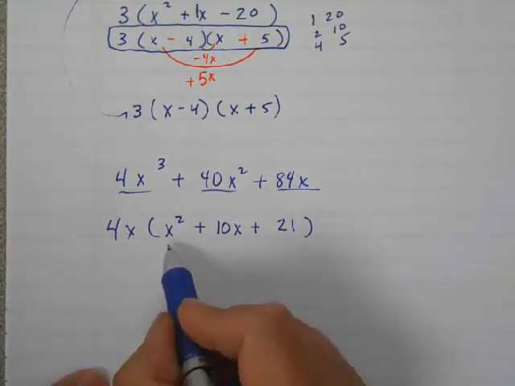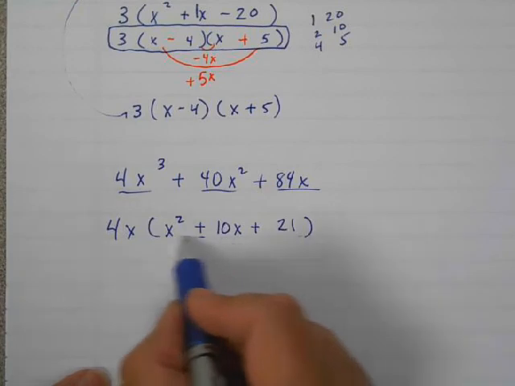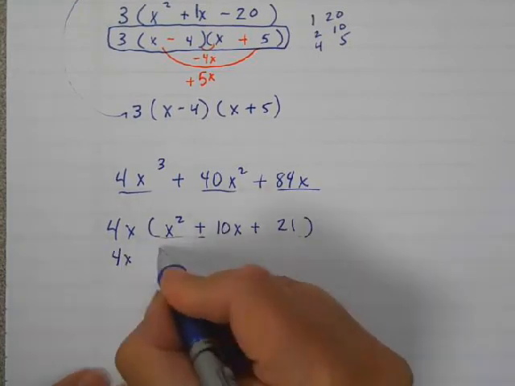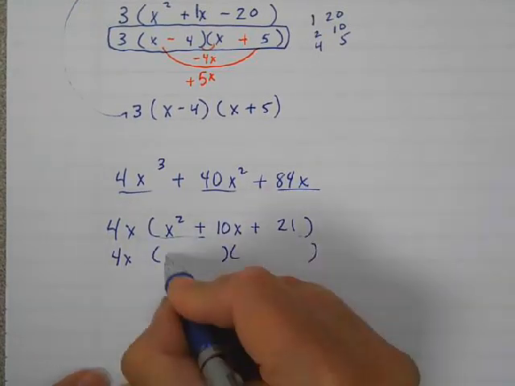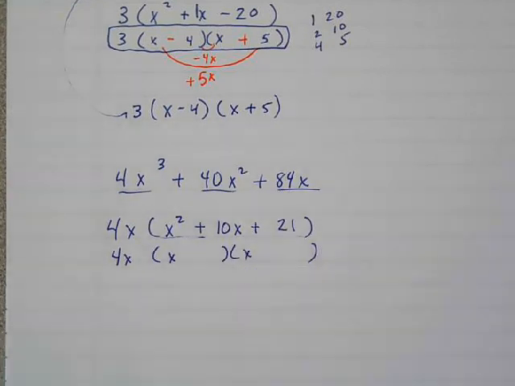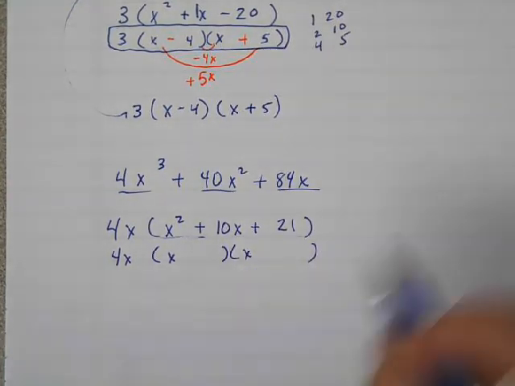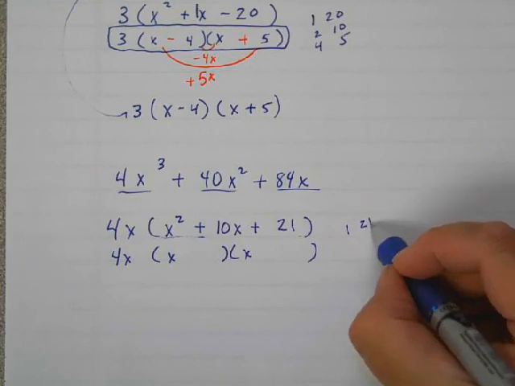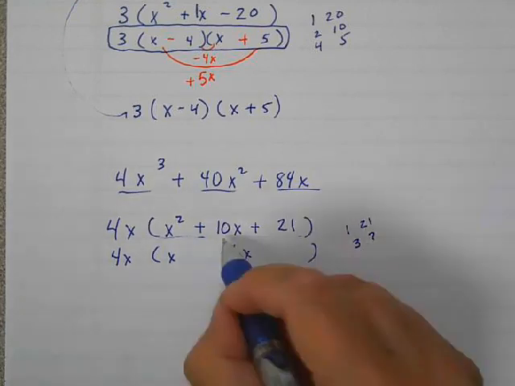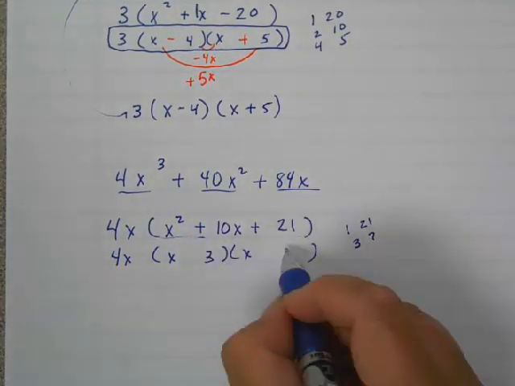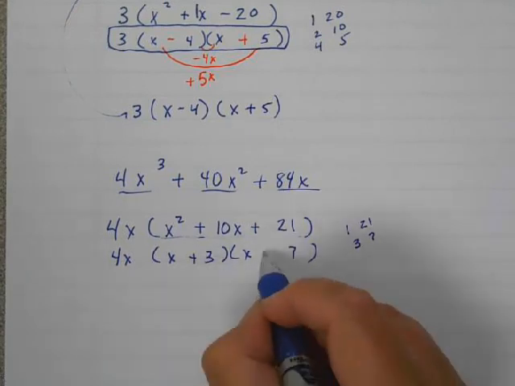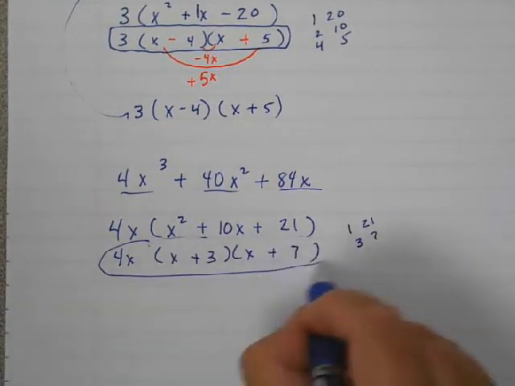Now I want to decide, does this factor again? I've got to keep the 4x and then try to factor this again. x, x. By now you guys are probably getting pretty good with the practice of finding your factor pairs. Which pair of these is going to give me a 10? It'd have to be a 3 and a 7. So the factored version of that would be this.